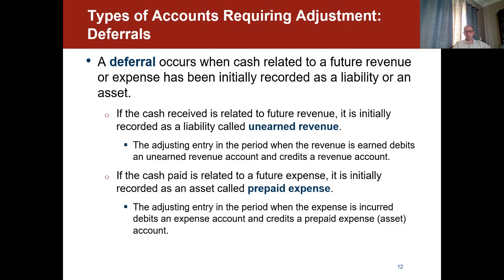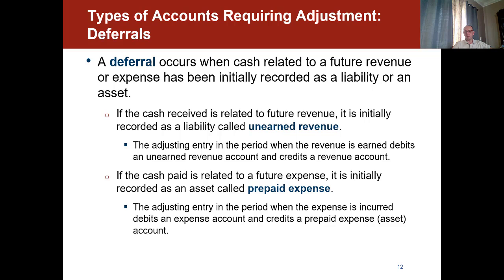Okay, when they have the cash ahead of the service or the product. So deferral occurs when a cash related to a future revenue or expense has been initially recorded as a liability or an asset. So if the cash received is related to future revenue, it is initially recorded as a liability and it's called unearned revenue. And remember, I told you that we have the word revenue, but it's not really a revenue because it's unearned. So if we ever see unearned revenue, you should always remember that's a liability.